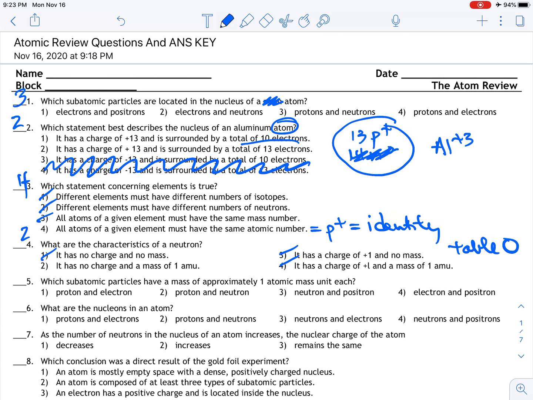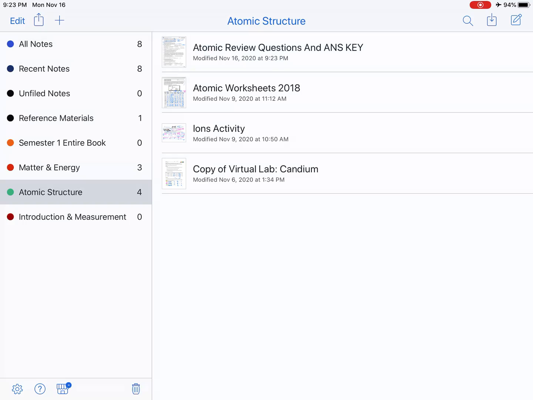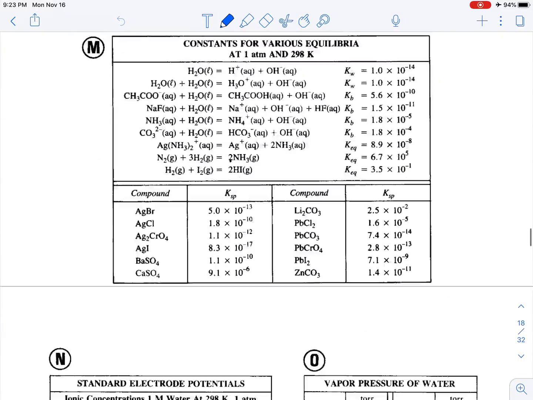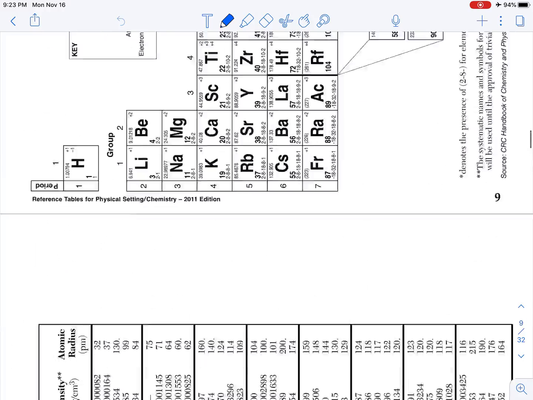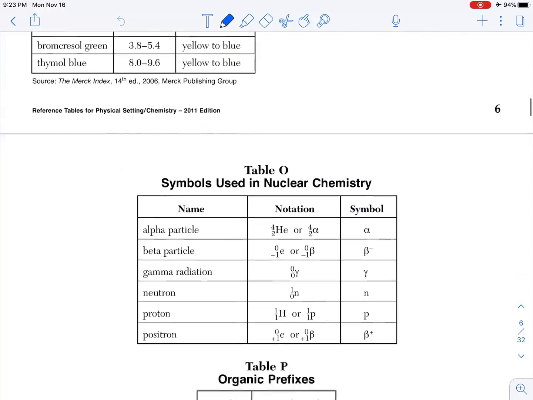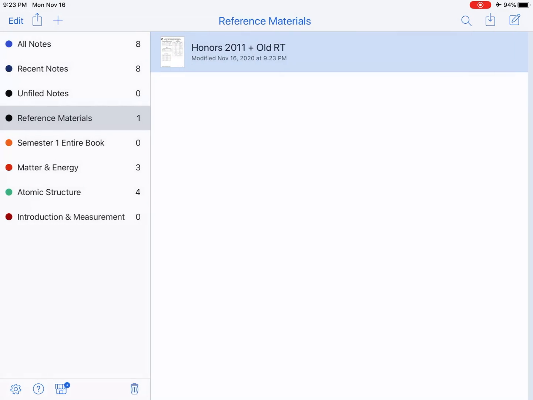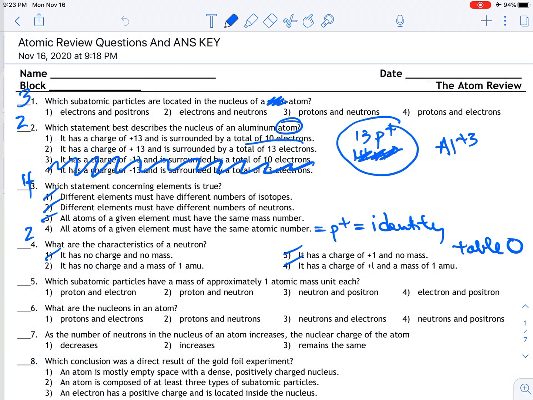So there's that. And let me just quickly show you back here, way back here, table O. So for the neutron, the upper number is the mass, and this down here is the charge. So remember that. And also remember the beta particles are electrons. It's just a sneaky name for them. All right, back to here.